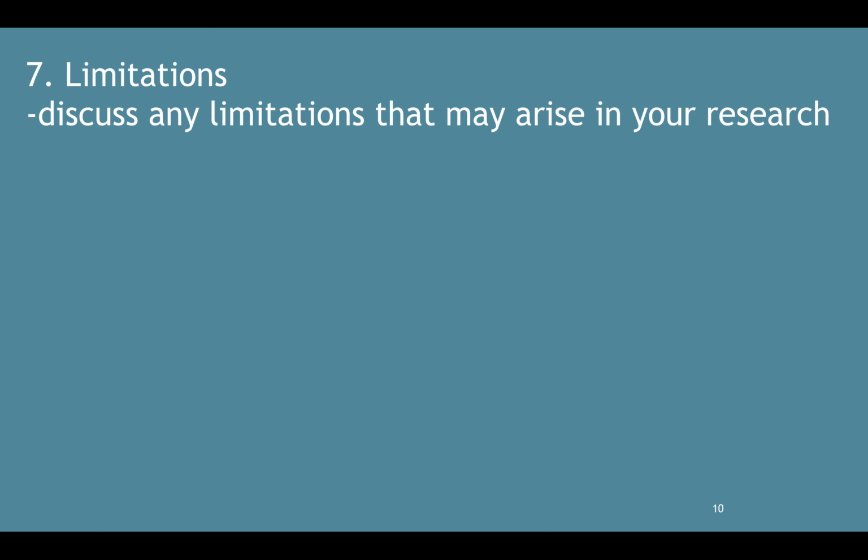7. Limitations. You want to discuss any limitations that may arise in your research. For example, you may have a specific group of people you're looking at. You may be doing your research for a limited amount of time. It may be geographically constrained, etc.